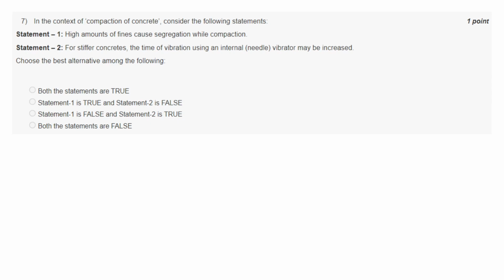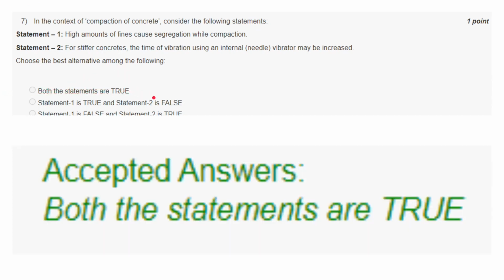As regards the second statement, in the case of stiff concrete, for its complete proper compaction, the time of vibration using an internal needle vibrator has to be increased, because it is stiff, more energy is required, and the time of vibration has to be incremented for proper compaction. So both are true, one is true, two is also true. So the first option is correct. Both the statements are true.